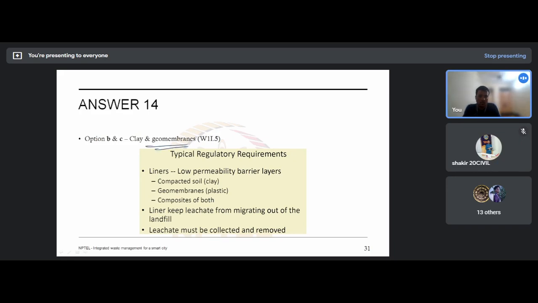So low permeability barrier layers. Clay is basically compacted soil. We try to keep the permeability as low as possible so that the leachate cannot percolate through this layer. Geomembranes are a form of polymeric material, a kind of plastic, and then we will have composites. So we'll have multiple layers of them arranged together. This will prevent leachate from migrating out of the landfill.